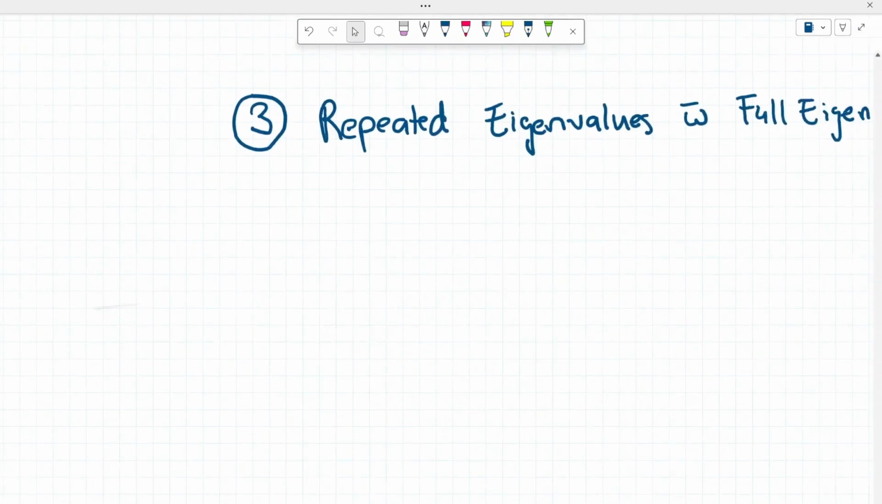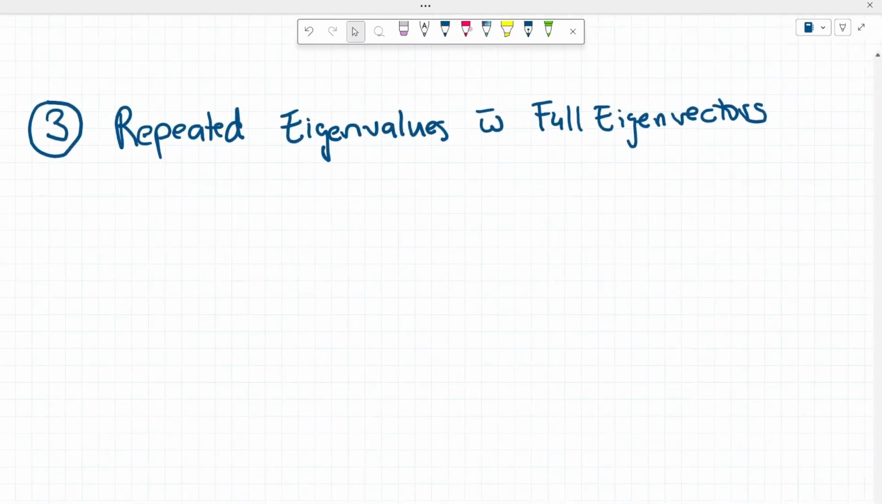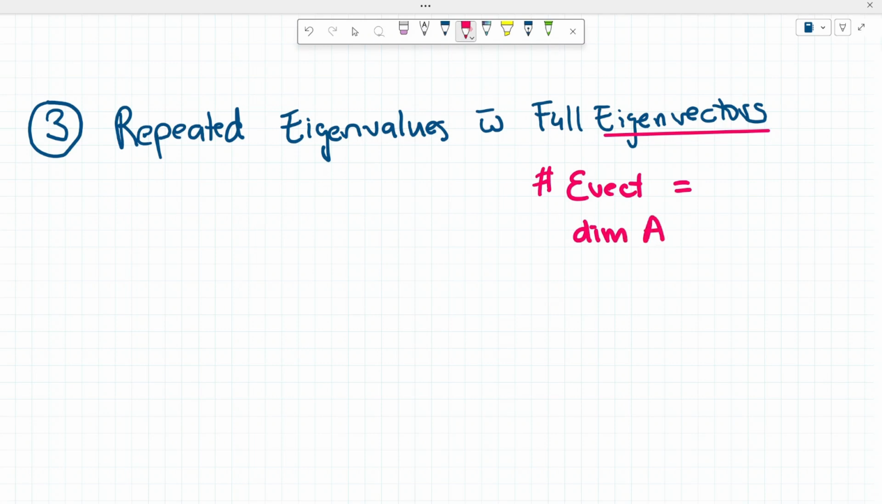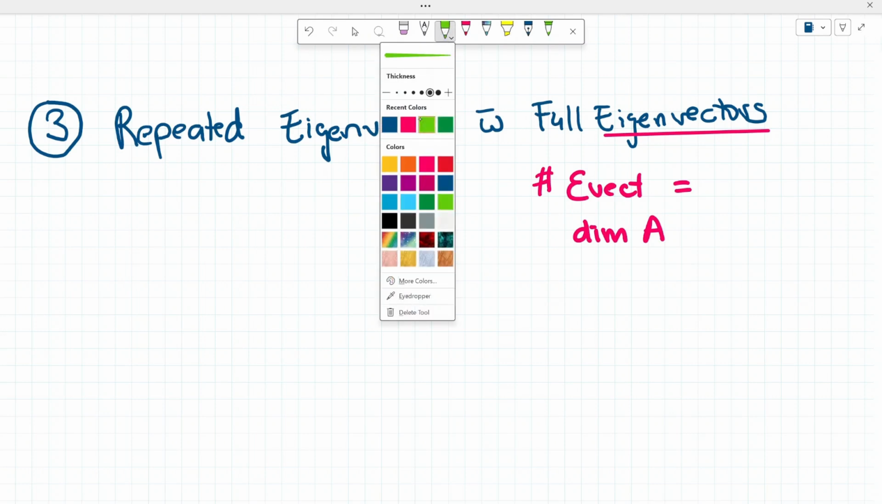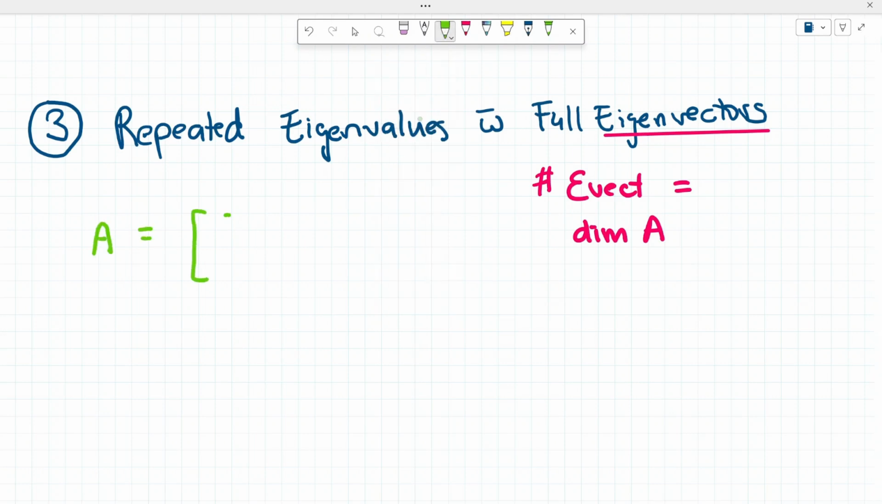So the third type of situation we can have is repeated eigenvalues with full eigenvectors. So full eigenvectors means that the number of eigenvectors equals the dimension of our matrix A. So it has to have full rank in order to have full eigenvectors. So let's look at an example over here. So say we have some matrix A that equals 2, 0, 0, 2. In this case, it's easy to see that our eigenvalues equal 2.